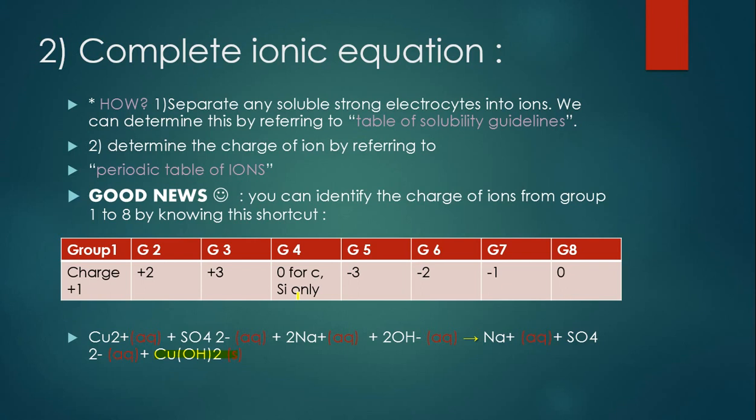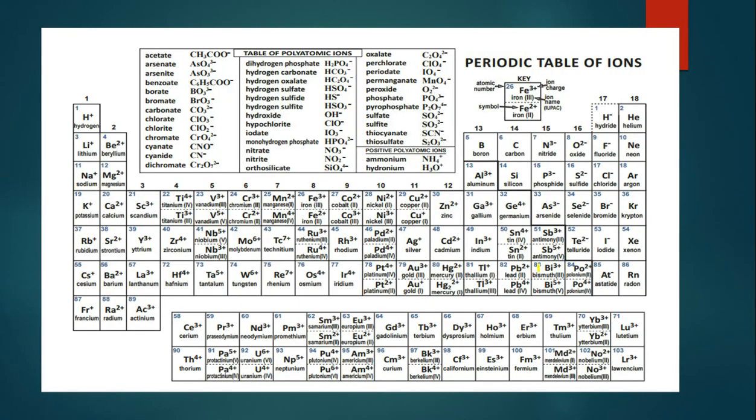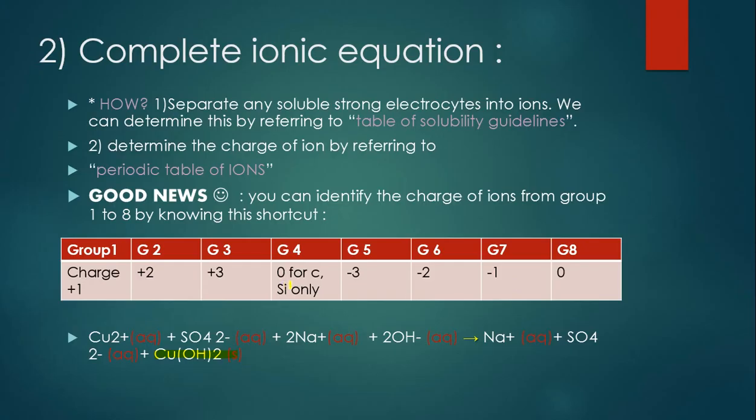If you refer to this periodic table of ions, group 4, which is here, as you see, germanium, tin and lead have their own charges. So if you see them in ionic compounds, refer to this table, look at the charges here and put them in. The 0 is only for carbon and silicon. Groups 5, 6, 7 and 8 you can see here. Group 8 is not reacting, which is 0. So we've done all that, and this is the complete ionic equation for this example.